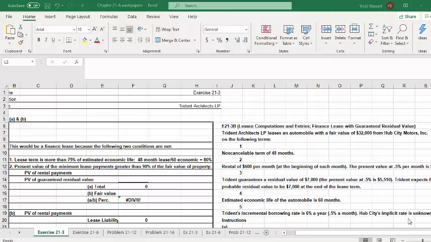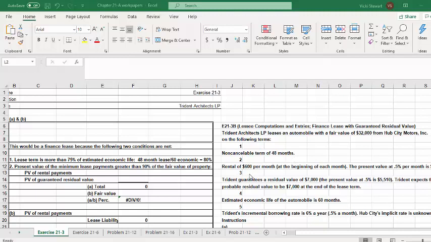This is a demonstration of exercise 21-3B, Lessee Computations and Entries, Finance Lease with Guaranteed Residual Value. Trident Architects LP leases an automobile with a fair value of $32,000 from Hub City Motors Inc. on the following terms. It states that this is a non-cancelable term of 48 months.